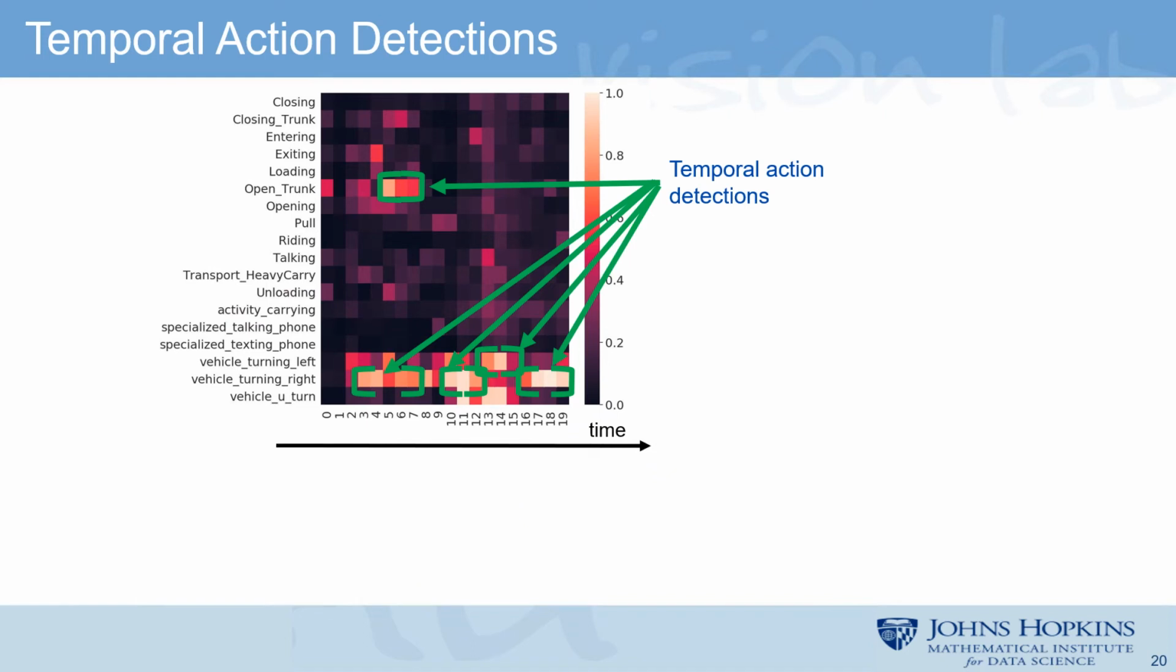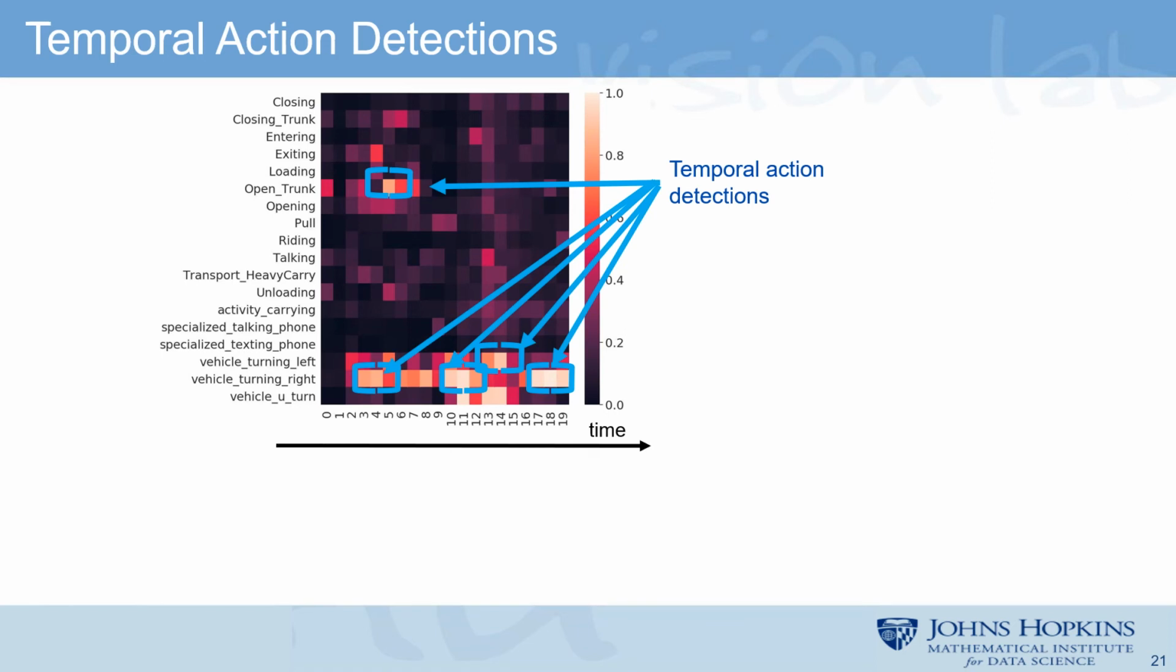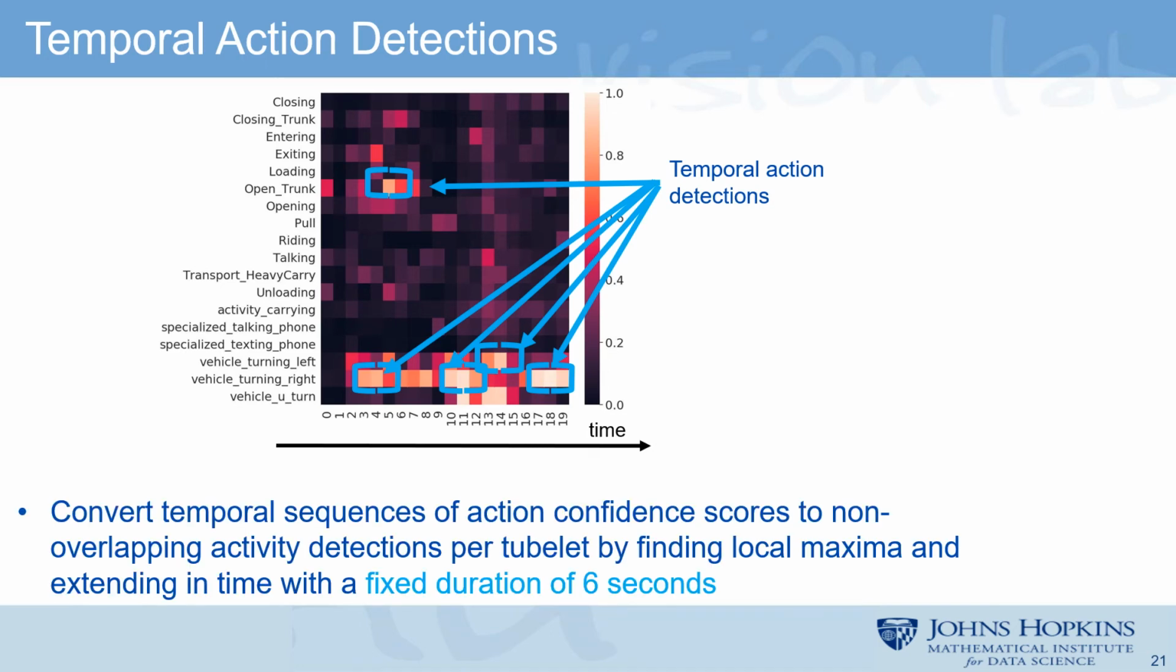The final post-processing step of our pipeline converts the time series of scores for each action class to action detections with start and end frames and confidence scores by finding local maxima and extending them in time based on a relative score threshold. Alternatively, we can output detections of a fixed duration by extending the detection by one chunk to the left and one to the right.